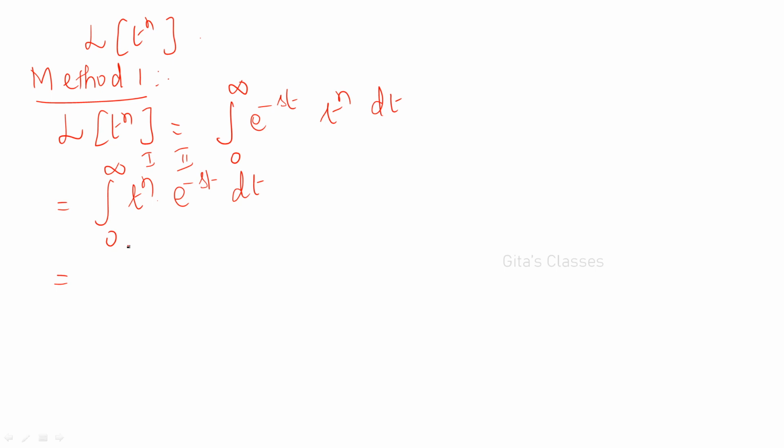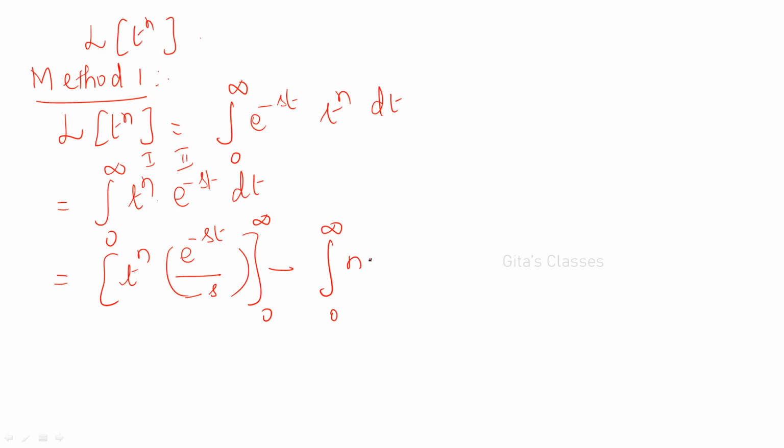If you integrate, by definition, the first function t power n you write as it is and integrate the second function, so e power minus st by minus s, from 0 to infinity, minus the integral from 0 to infinity. Then you differentiate the first one, so n into t power n minus 1, and whatever you have integrated you write as it is, so e power minus st by minus s into dt.